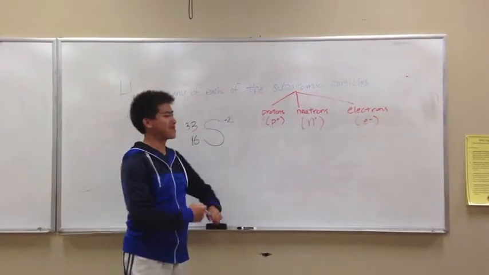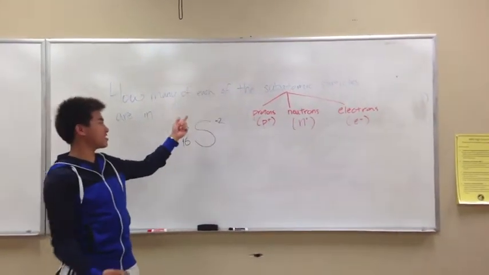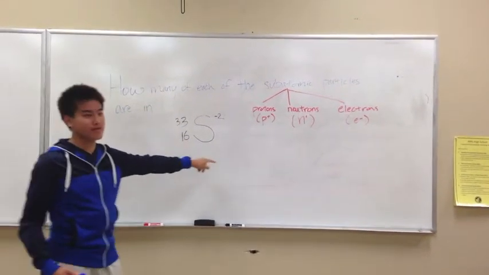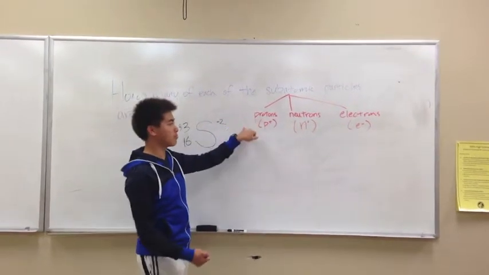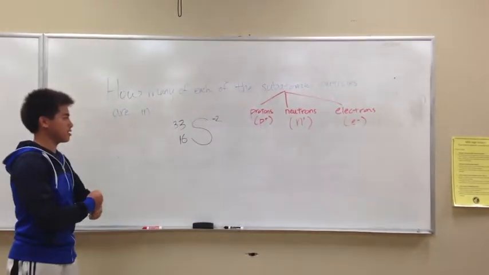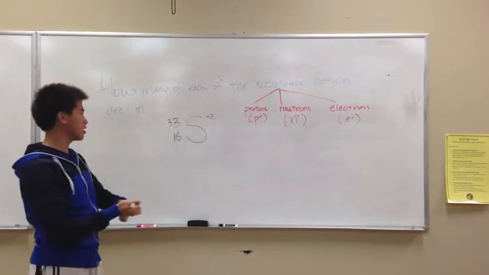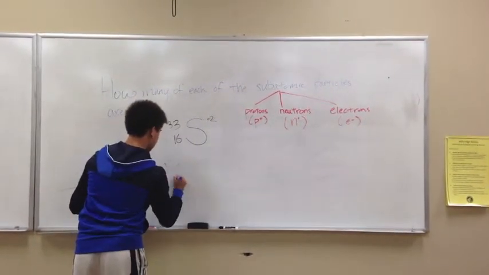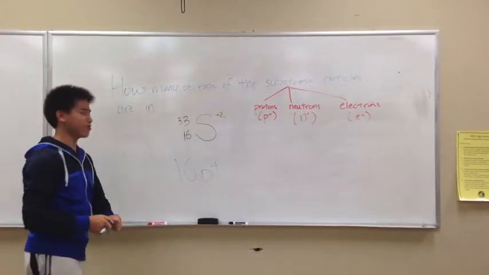Hi, so to test your knowledge, I will ask you how many of each of the subatomic particles are in sulfur -2. And to refresh your memory, subatomic means protons, neutrons, and electrons. The bottom number represents the atomic number, the number of protons. So we will write that down first. And we'll get 16 protons.